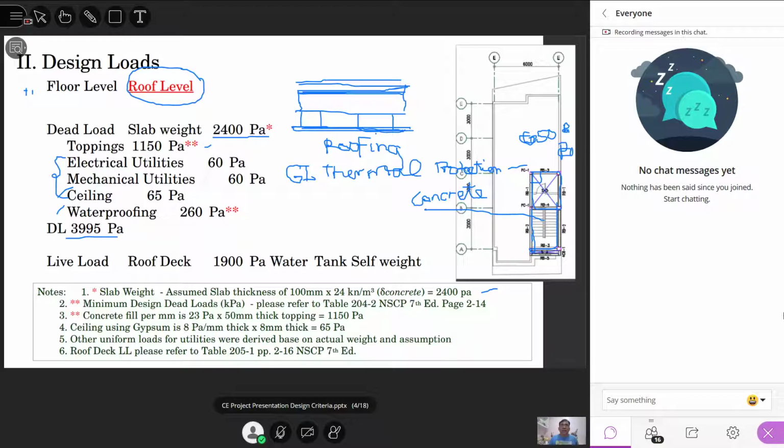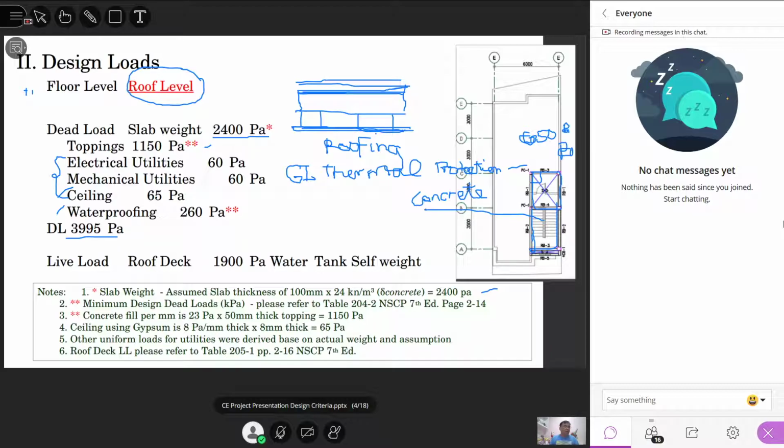Para ma-compute nyo kung ano ba talaga yung actual load na nandun. Now, the code also gives us information about the water tank. So, pwede kang maglagay. You can assume a light storage, or you can assume a uniform live load for water tank. So meron naman siguro statement about that load.